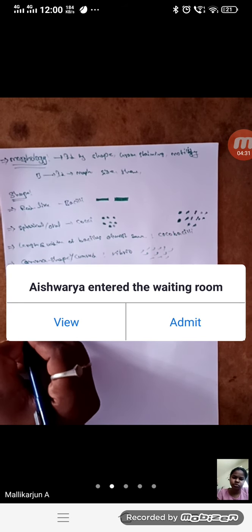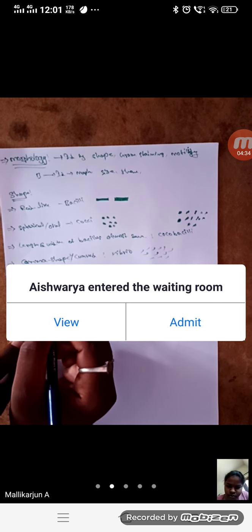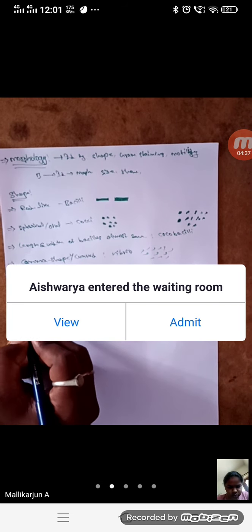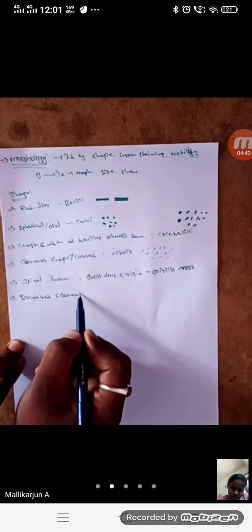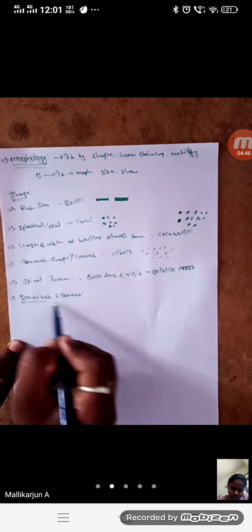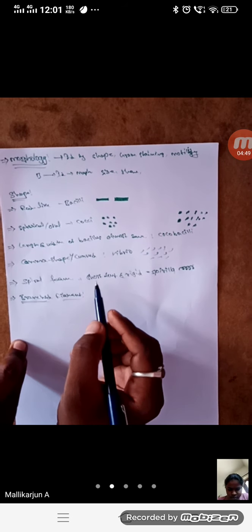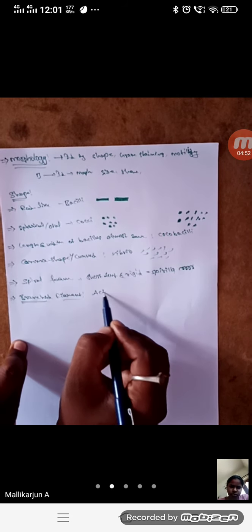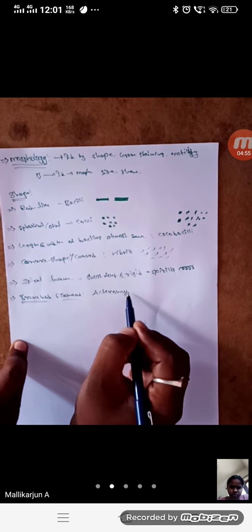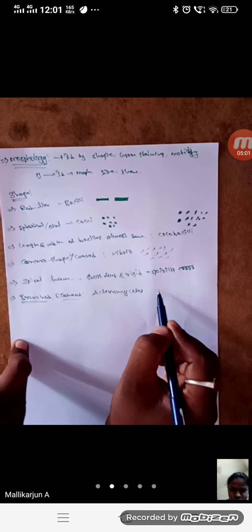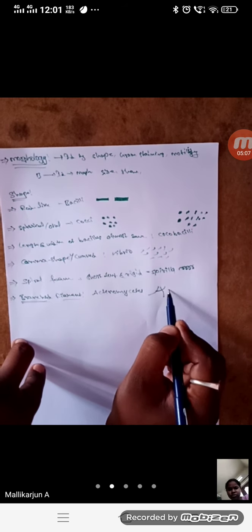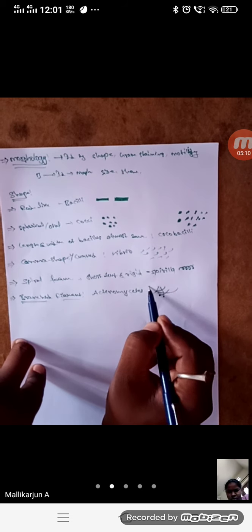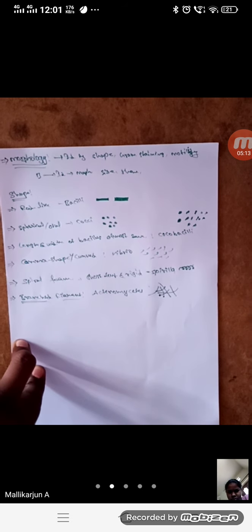And the next one is the branched filamentous form. The example of the branched filamentous structure is actinomycetes. What is the actinomycetes structure? Branched means, for example, one bacteria is connected to one more bacteria, and that is connected to other bacteria. Each and every bacteria is connected, having branches. So this is the branched filamentous form.